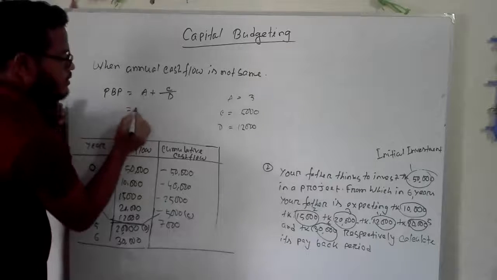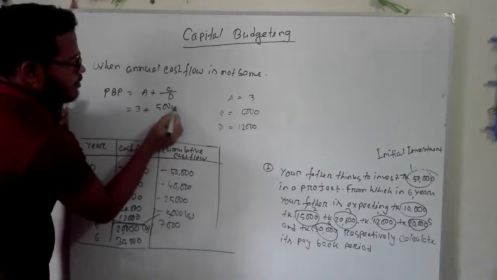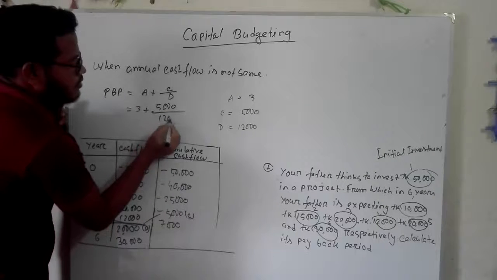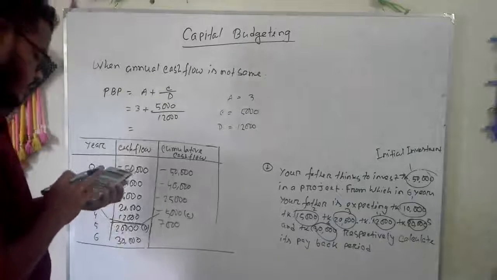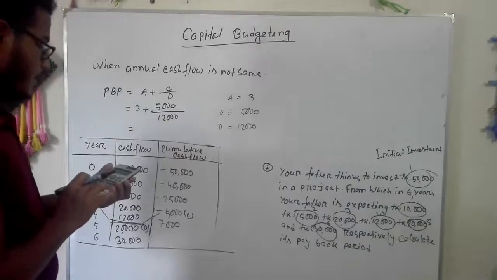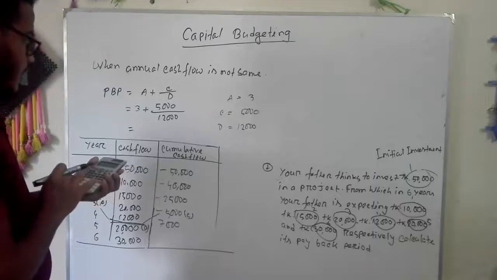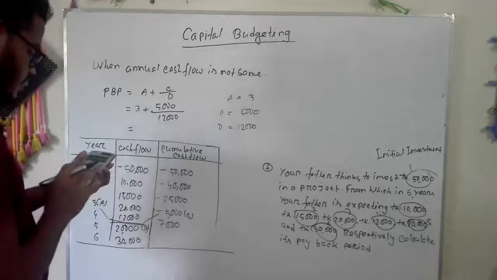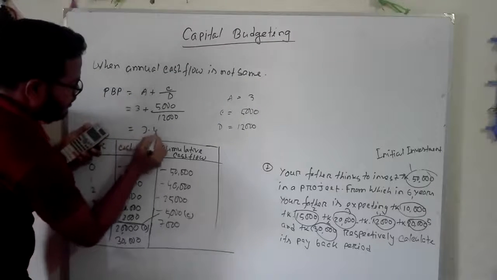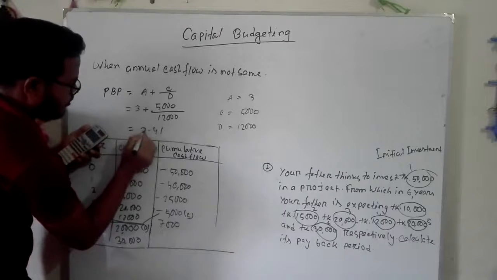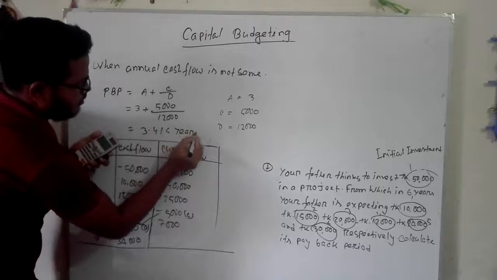Here A is equal to 3, plus C is 5,000 divided by D, which is 12,000. So 5,000 divided by 12,000 plus 3, then I easily get 3.416 years.